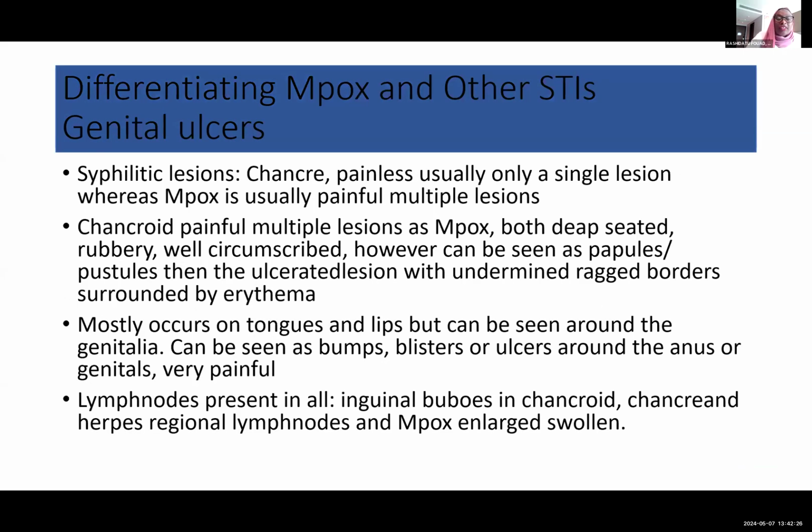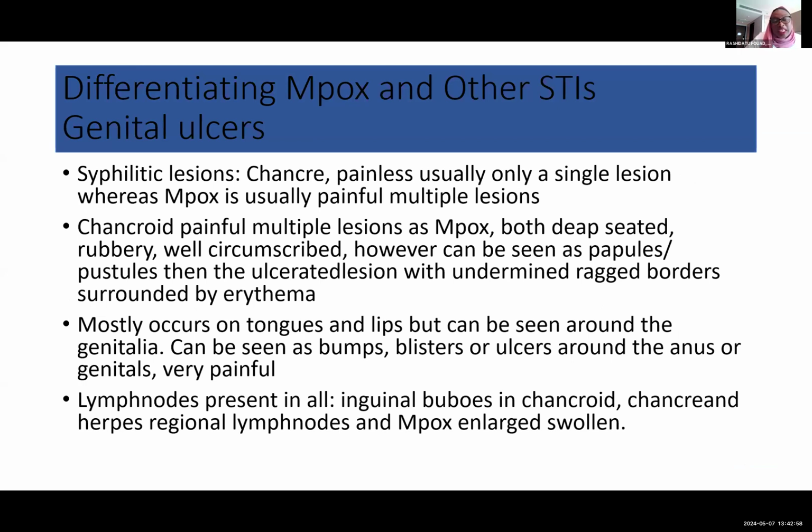Now, for the STIs, just in brief, the most common STIs that they could mimic would be syphilis, the chancre. But monkeypox lesions are painful, while chancres are usually painless, and they don't occur in groups or clusters. They mainly occur as single lesions. And then chancroid, H. ducreyi, is also painful.